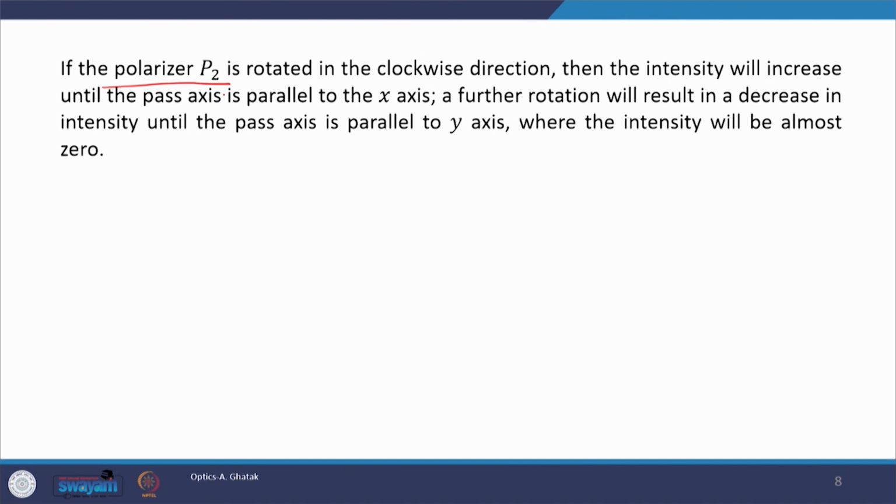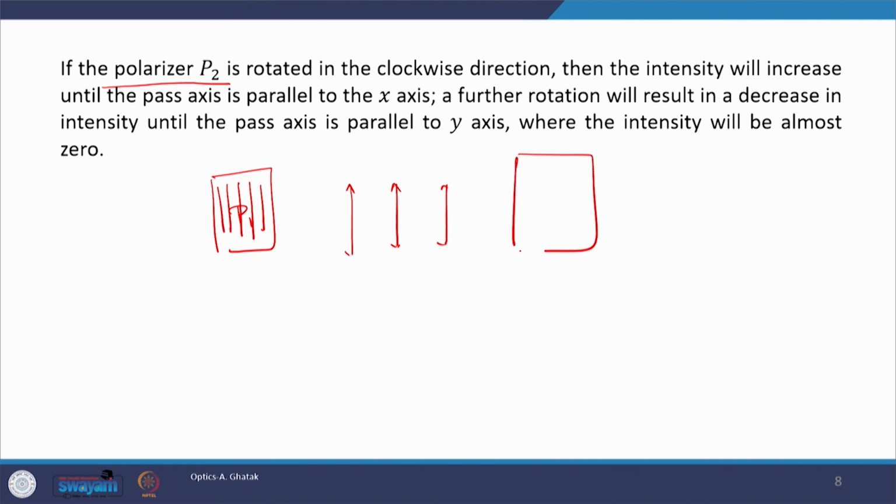This can be understood easily, because after polarizer P1 we have this linearly polarized light, and this is the pass axis of polarizer P1. Now we have a polarizer P2 here, whose pass axis is oriented in this direction, say, and therefore at the output we are getting this type of polarization. If you rotate this polarizer P2, its pass axis will rotate along with it, and when this pass axis becomes parallel to the x axis, we will see maximum intensity, and this happens twice in a 360 degree rotation.